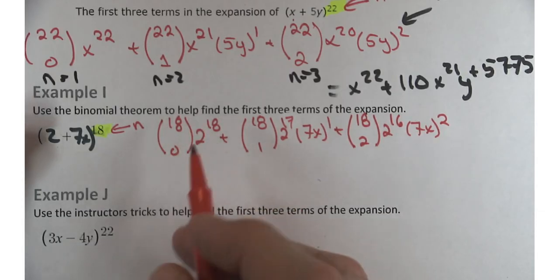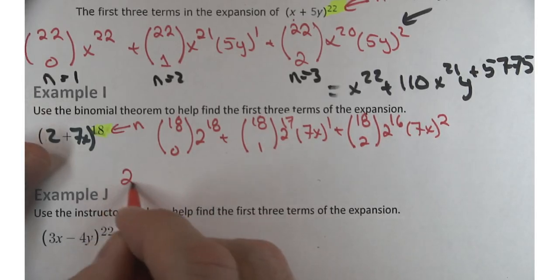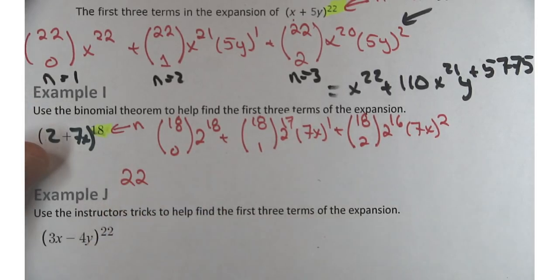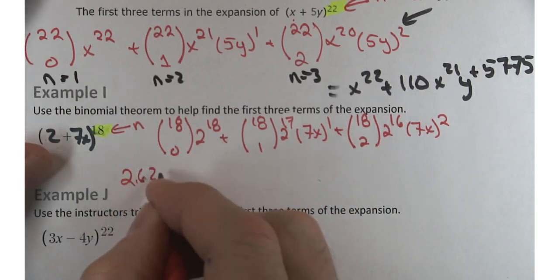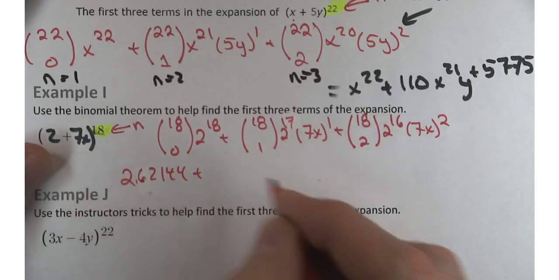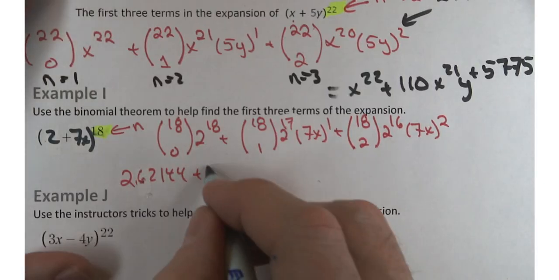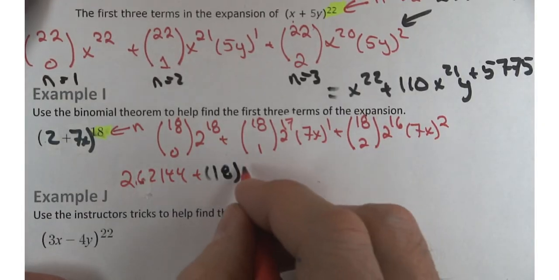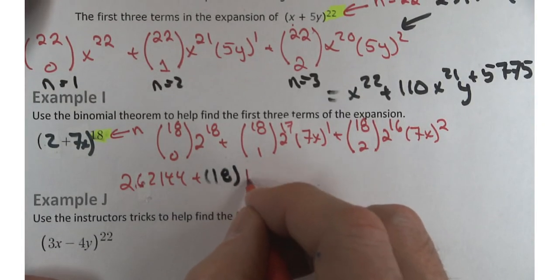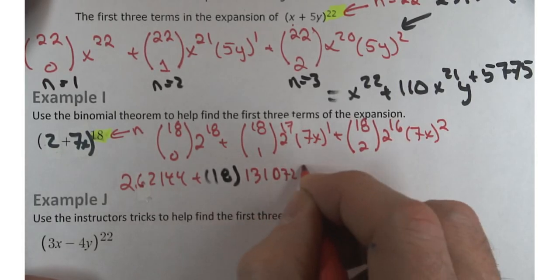You see what, 262,144? Yeah, 262,144. All right, 262,144 plus. And now over here, 18 choose 1 is going to give you an 18 times 131,072, if my math is any good. Yep, that's 2 to the 17th.